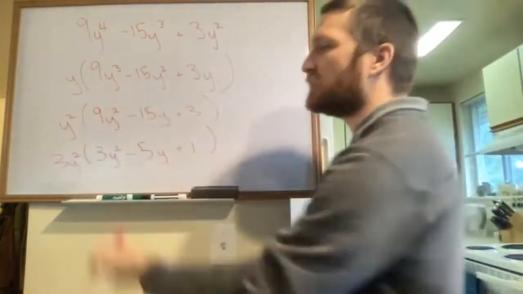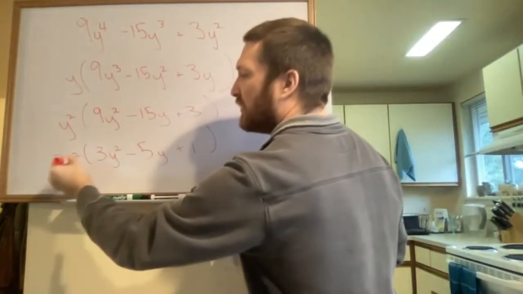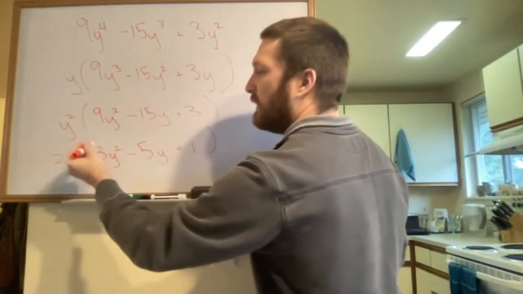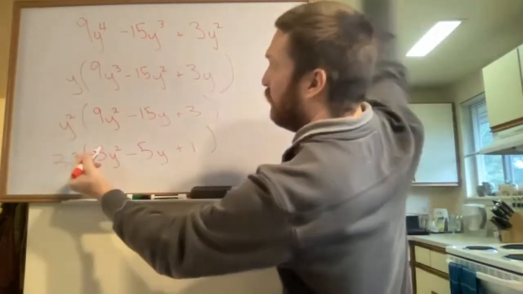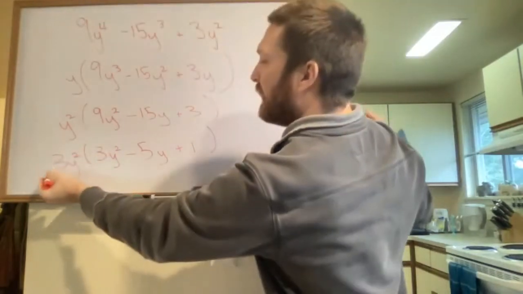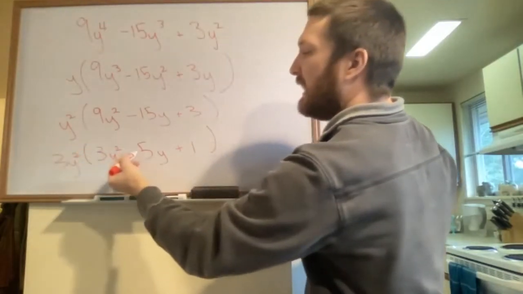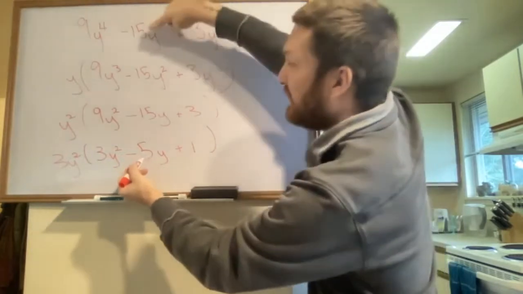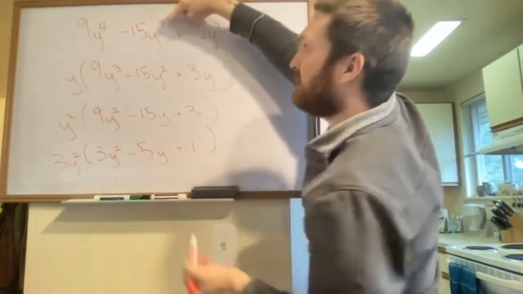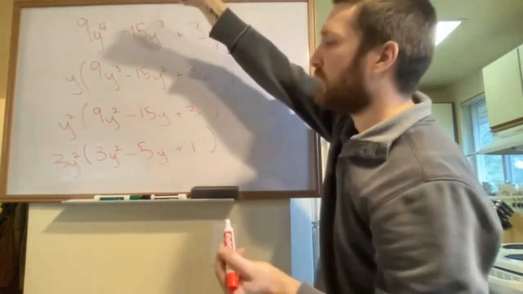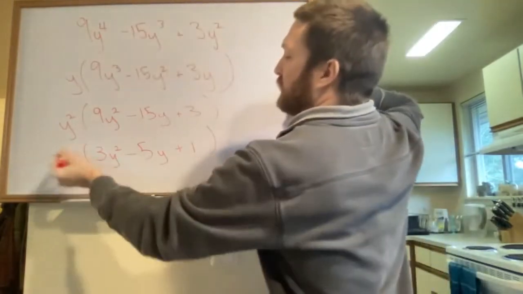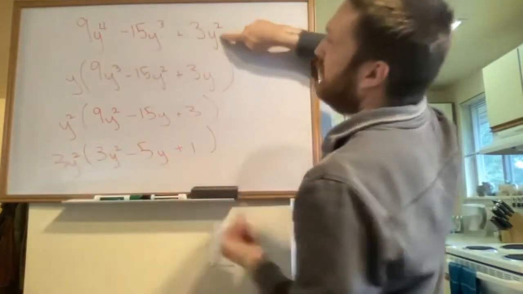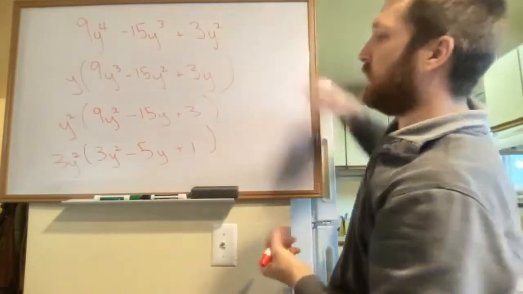And then finally, I could just double check and say, if I took this 3y squared and multiplied it in, I would have 9y to the 4th, check. I would have 3 and negative 5 make negative 15 y squared, and 1y gives me a y cubed. Check. 3y squared and the 1 gives 3y squared. Yep, right there. And so I'm good to go.